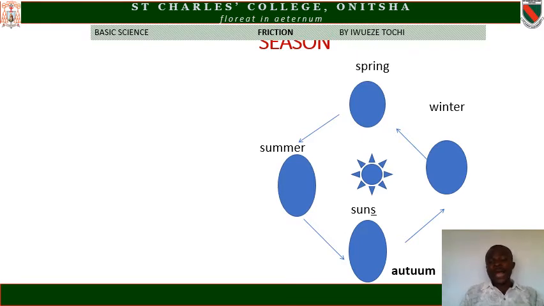Now you can see how the earth is moving around, starting from spring to summer. From summer it gets to autumn. From autumn it gets to winter. This is how we get the seasons in the year.